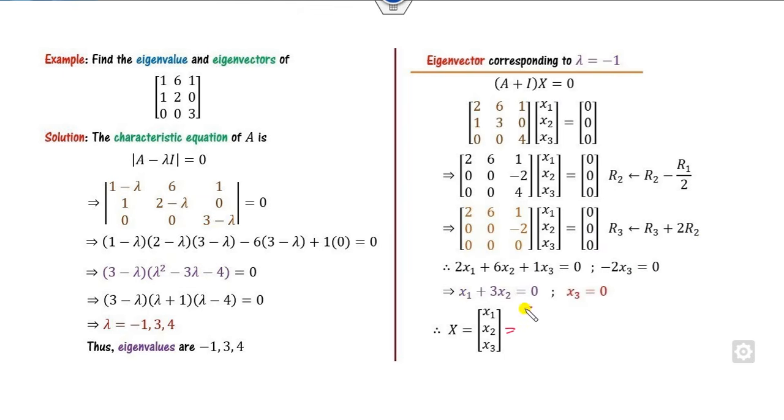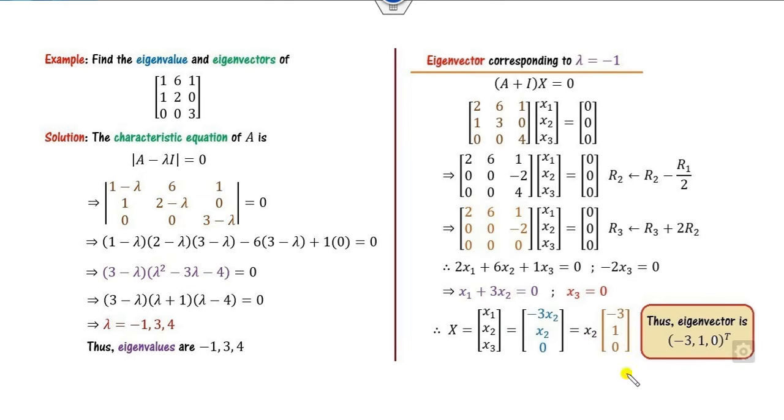So I can substitute this value. x1 is minus 3x2, x2 we don't know, x3 is 0. So taking x2 as common, we can say minus 3, 1, 0 is my eigenvector corresponding to lambda equal to minus 1. Similarly, we can find the eigenvector corresponding to 3 and 4.